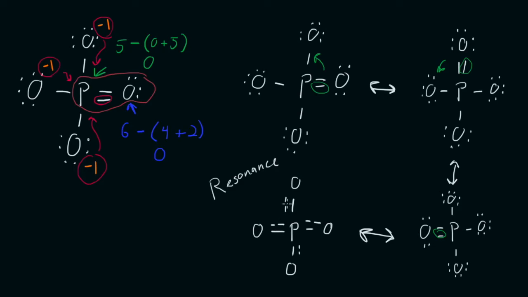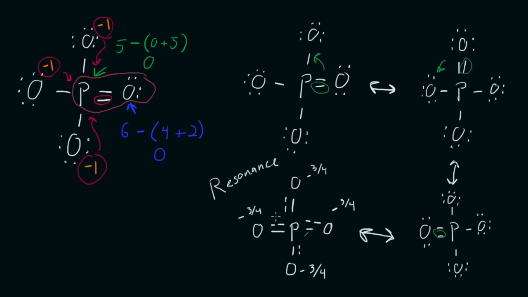And we say that these bonds are resonating with each other. So they are trading an extra electron back and forth between them all the way around. And so that negative charge gets shared between all 4 of these oxygens. And so if we were to calculate our formal charge again, we would see that it's about -3/4 for each oxygen. So the whole phosphate has a total charge of -3.